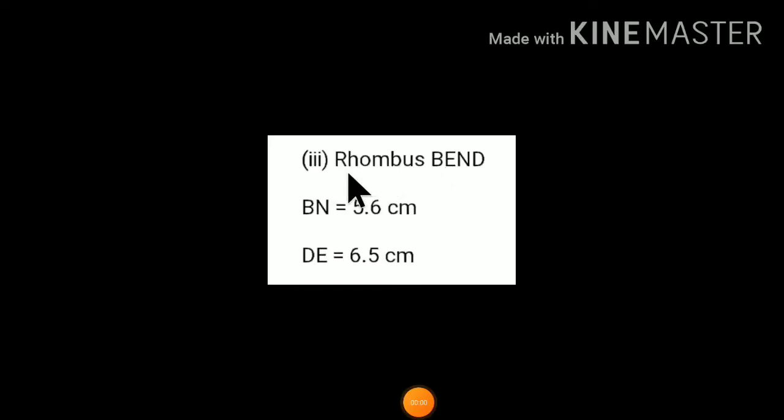Question number 3. Rhombus BEND, BN equal to 5.6 centimeter and DE equal to 6.5 centimeter. Start drawing quadrilateral BEND, that is rhombus BEND is given. Now first we will draw the line segment of DE of measurement 6.5 centimeter. So let us draw DE 6.5 centimeter.